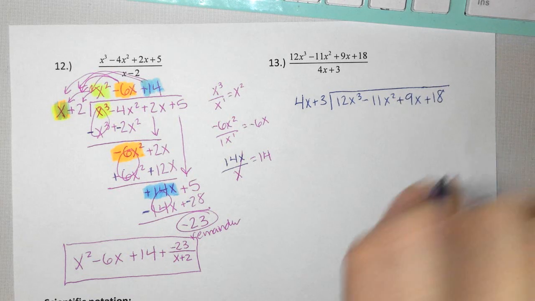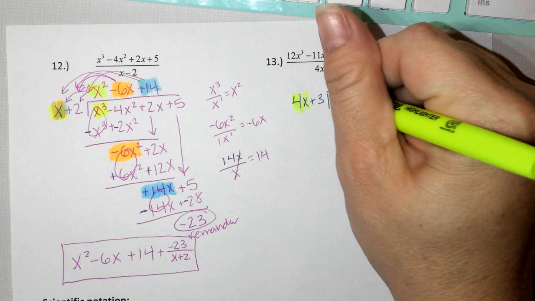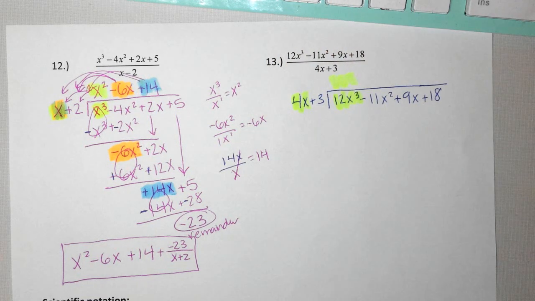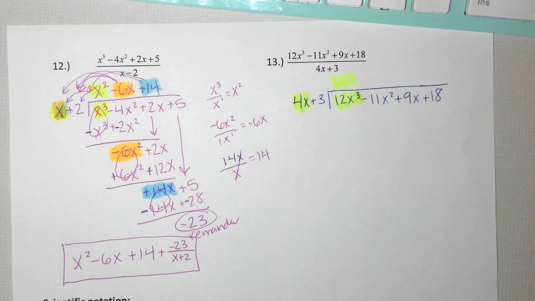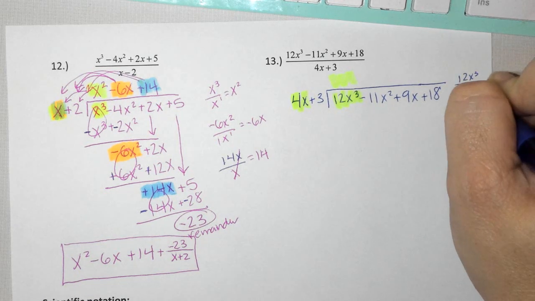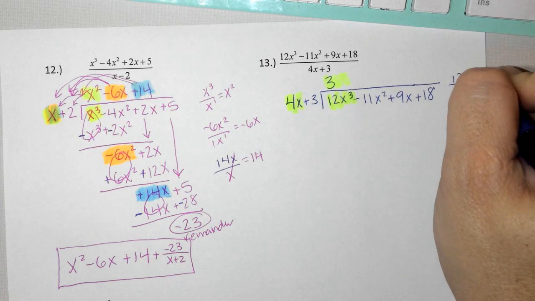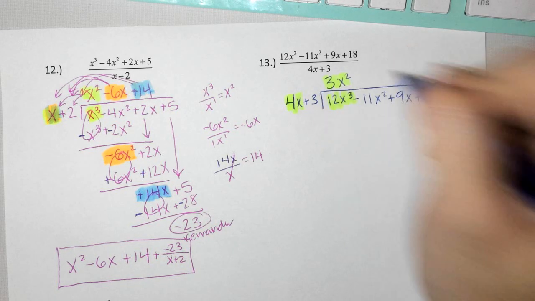And we're going to get started. So we're going to focus on our first two terms first. Okay, so 12x cubed divided by 4x. Well, 12 divided by 4 is 3, and then cubed minus 1 is x squared.